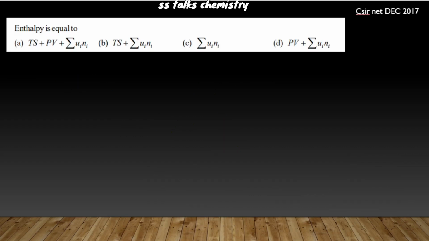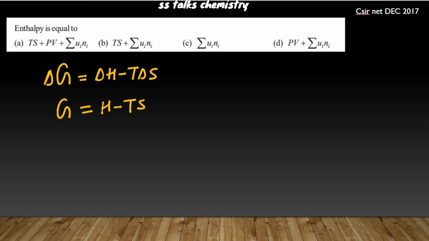Okay. Next, this question now. Enthalpy is equal to. So now we know that the Gibbs free energy change is delta H minus T delta S, or we can say the Gibbs energy is H minus TS. So from this, enthalpy is G plus TS, right? So from the options if I see, none of the options involve the Gibbs free energy. In terms of the chemical potential it has been written, that is mu i, right?